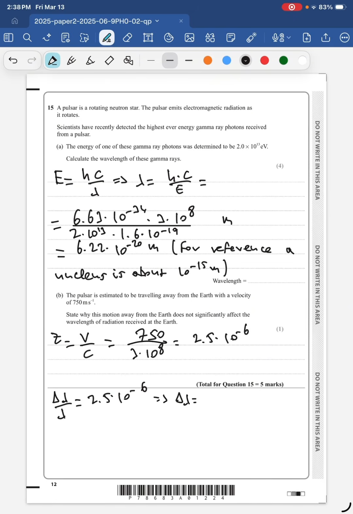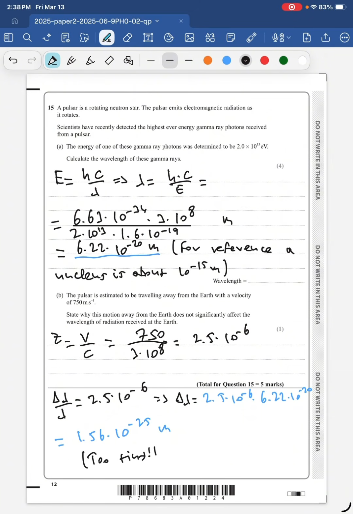So delta lambda, if we use the lambda we just calculated, will be 2.5 times 10 to the negative 6 times 6.22 times 10 to the negative 20. This will be 1.56 times 10 to the negative 25 meters. So this is tiny, like it's impossible to detect something like that with the technology we have today. So too tiny. So that's the answer.